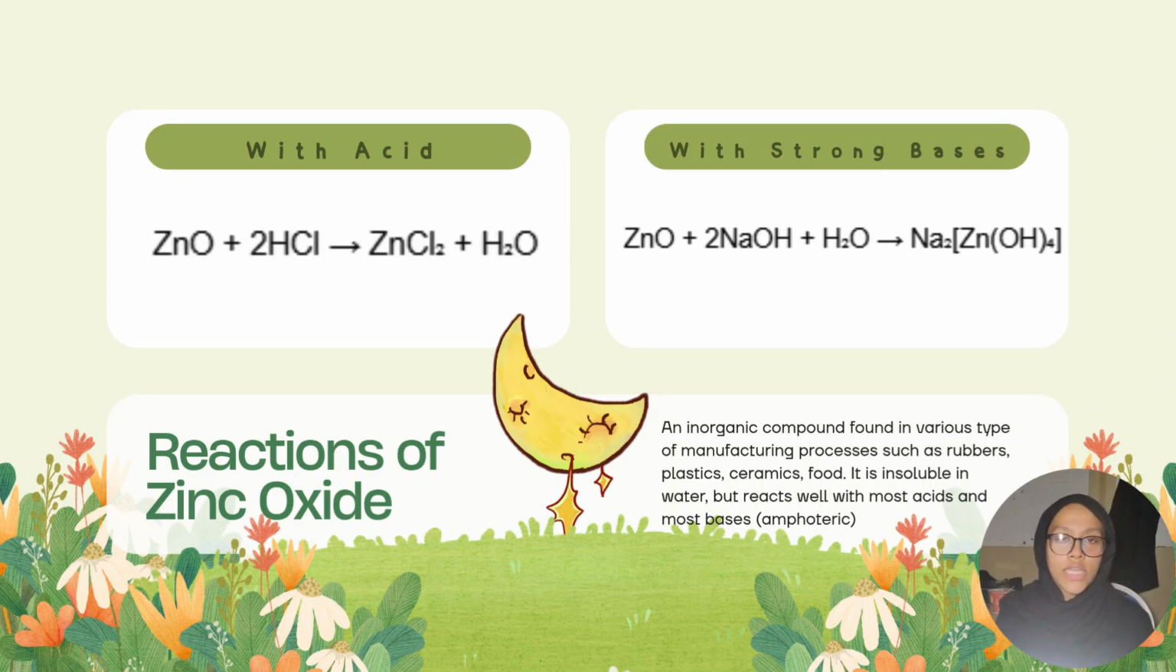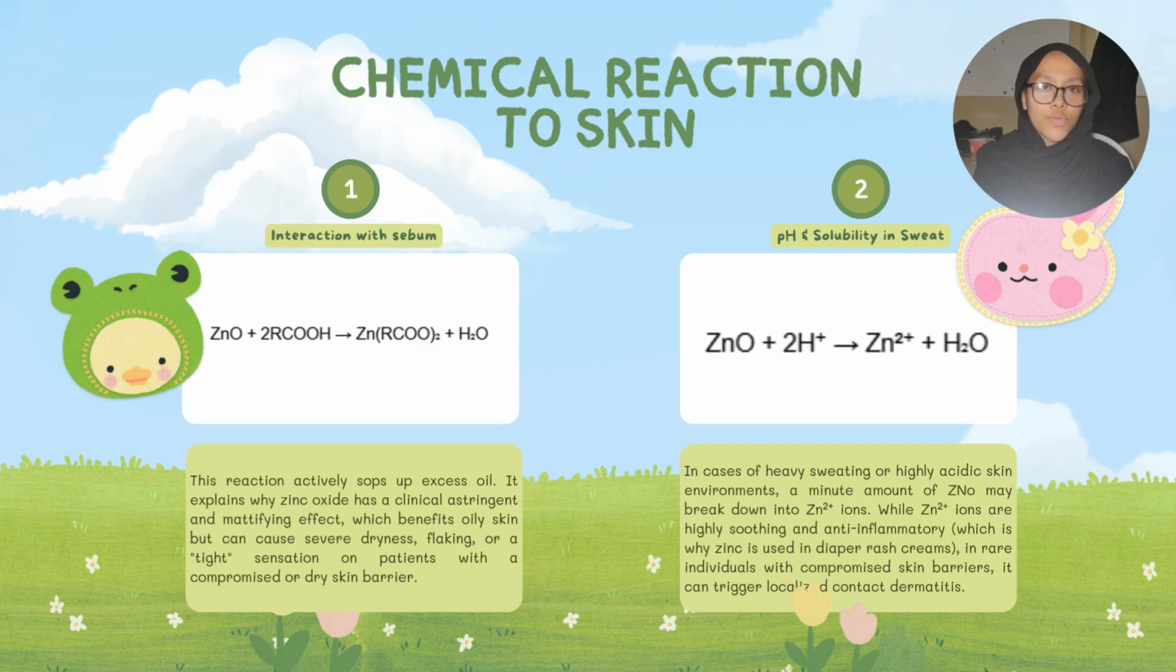So, as you can see, this is the equation of zinc oxide with acid and with strong bases. This reaction actively soaks up excess oil. It explains why zinc oxide has a clinical astringent and mattifying effect, which benefits oily skin but can cause severe dryness, flaking, or a tight sensation on patients with a compromised or dry skin barrier.